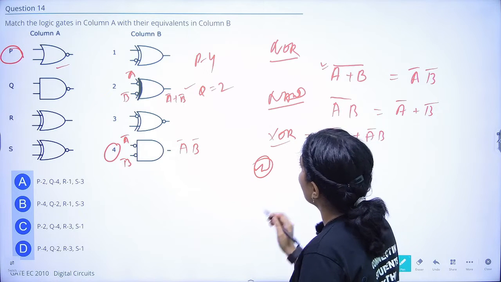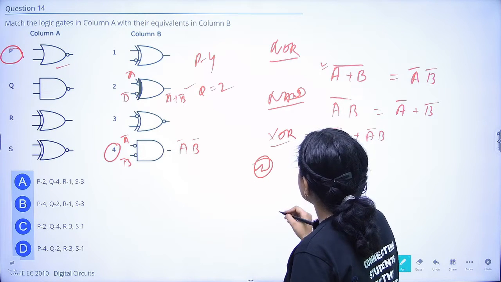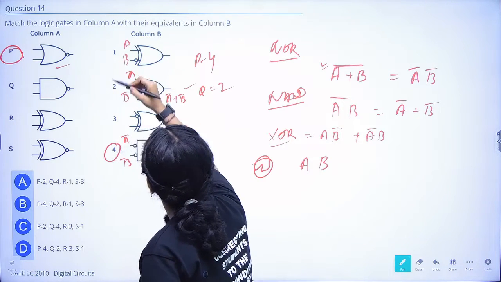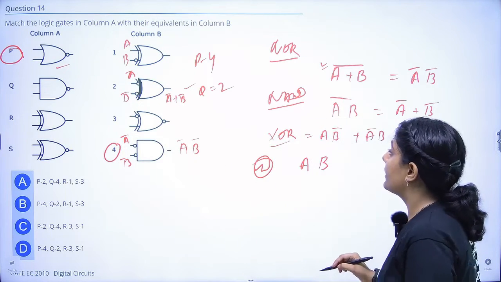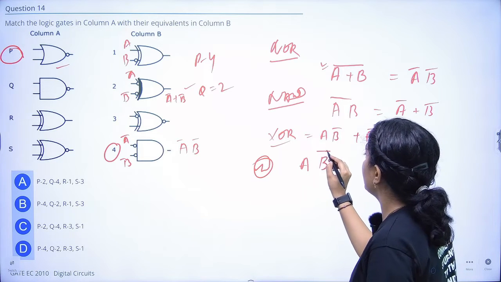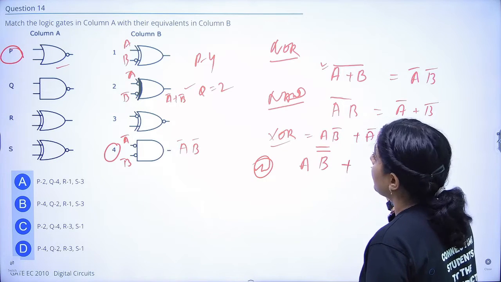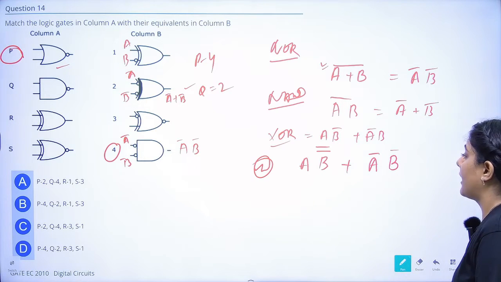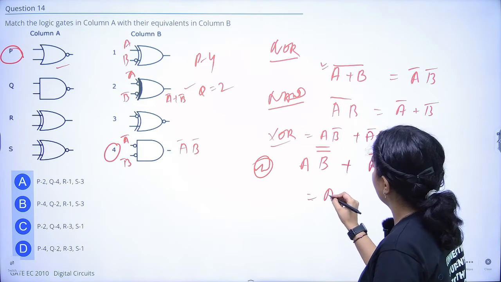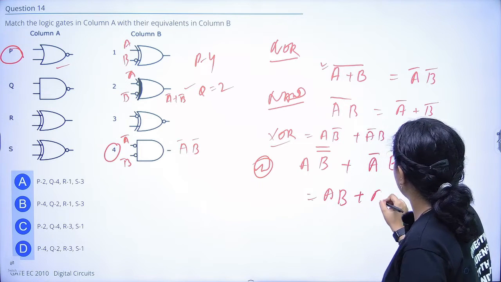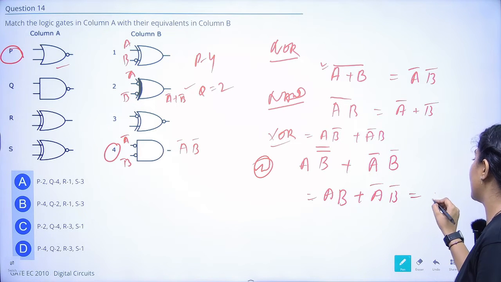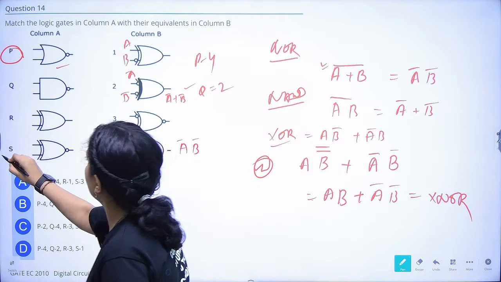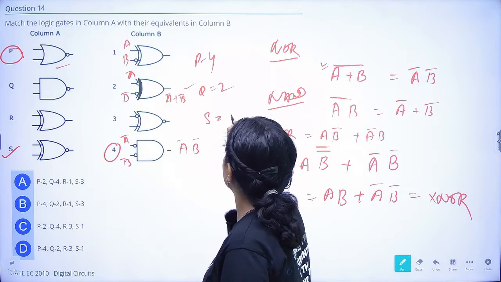If we try from 1, it will be A, B, this is AB. So this is XOR only. So AB bar bar plus A bar B bar, right? So this is what? AB plus A bar B bar. This is nothing but XNOR gate. So XNOR gate is this. So S is equal to 1.